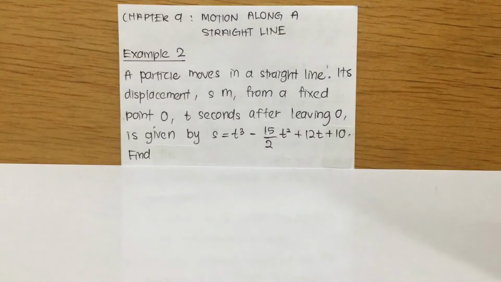Now I'll be discussing Form 5 Additional Mathematics, Chapter 9 Motion Along a Straight Line, Long Question Example 2.